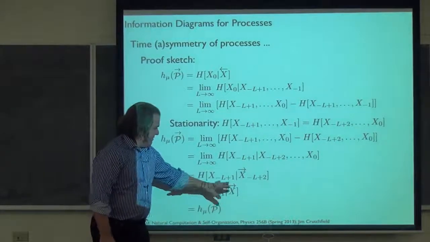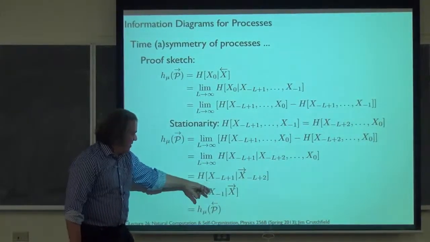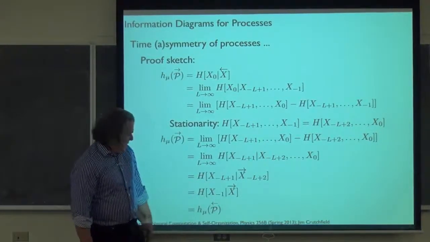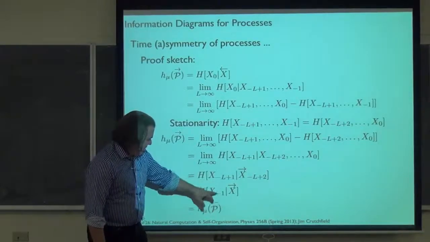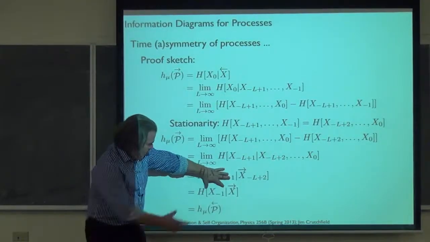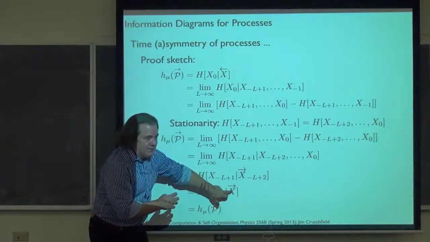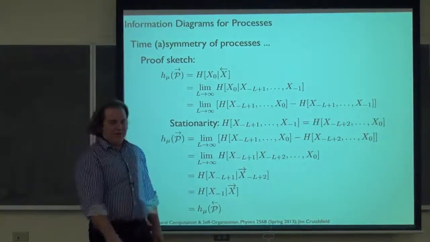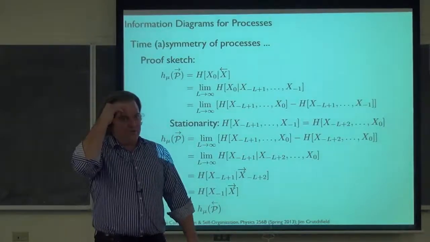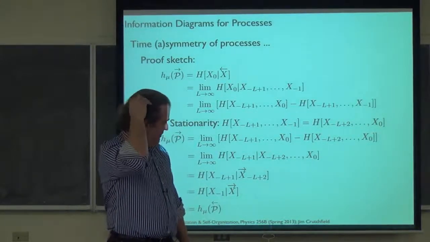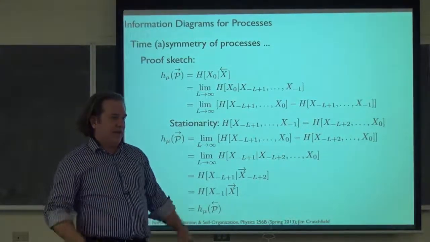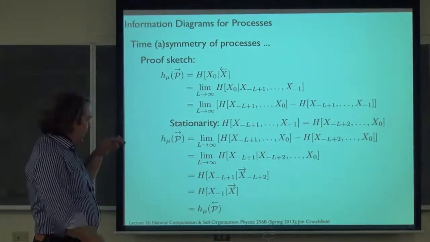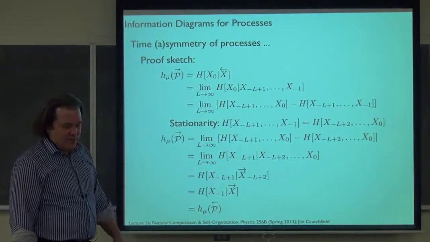But then, by stationarity, I can just shift this all down. Basically, I can set L to whatever I like. So I'll just set L equal to zero, and then we have this previous symbol conditioned on the future, an infinite future. And that is the entropy for the reverse process. So this depends on stationarity, as you pointed out. So again, just real simple information identities and a little trick of shifting the time origin.